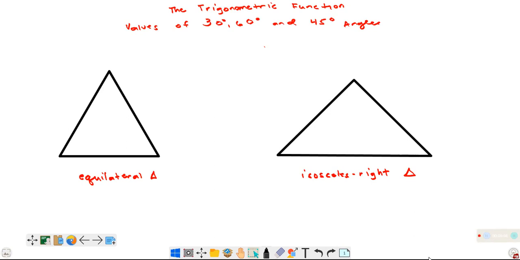This is Miss Rena, and for today's video discussion, we're going to talk about the trigonometric function values of some special angles. These are the 30-degree, 60-degree, and 45-degree angles. As you can see here, I have prepared two different triangles. We're going to make use of these triangles in finding the trigonometric function values of 30-degree, 60-degree, and 45-degree angles, even if you don't have the measurement for each side. So let's start.